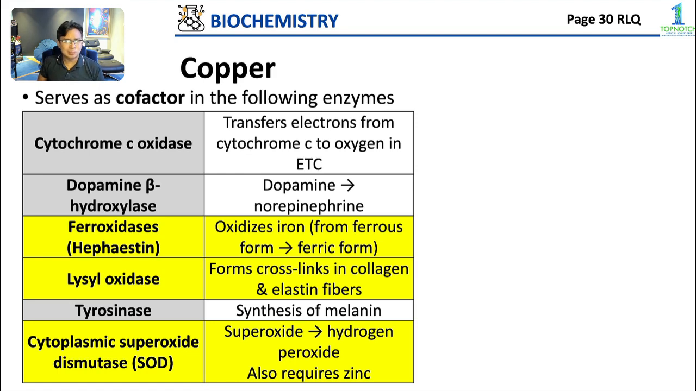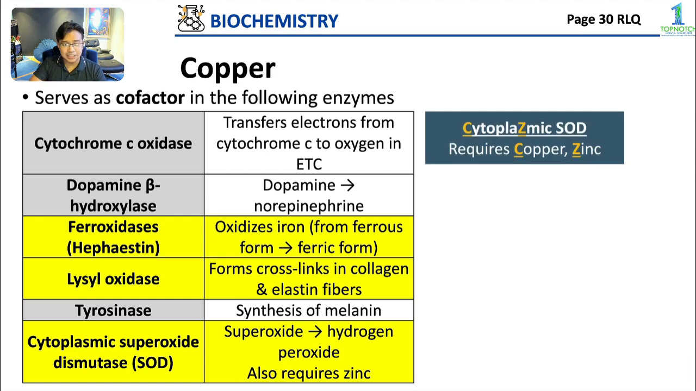Copper is a very prominent cofactor in various enzymes. One, as mentioned, Hephaestin, the one that can oxidize iron from ferrous to ferric form sa ating intestine para siya ay makakabit sa ating transferrin in the blood. That's one. Next, lysyl oxidase naman para sa cross-linking step ng ating collagen fibers. And also, in your superoxide dismutase, kailangan siya in zinc para gumana to.